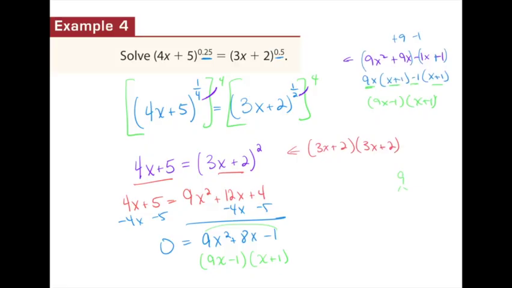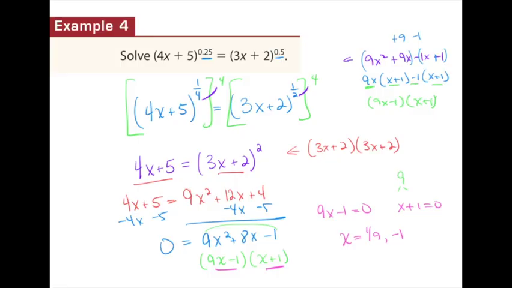I can just set these equal to 0. So I can set that equal to 0. I can set this equal to 0. And I'm going to get that x equals 1/9 or 1, okay? I have to check them. Like, I can't just assume that that's going to work. I have to plug those back in.